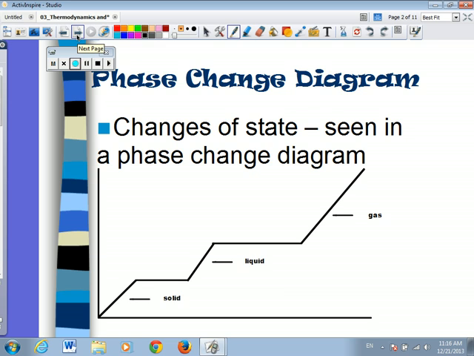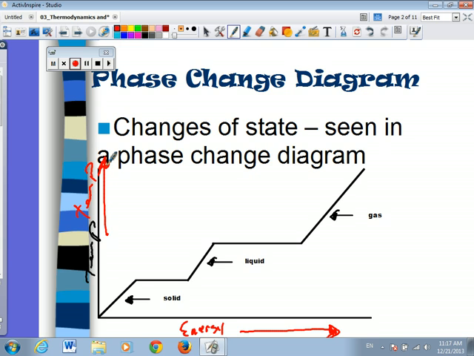Classic phase change diagram. There are these things called changes of state in a phase change diagram. You've got solids over here, liquids over here, gases over here. Each of these has specific properties. By the way, this is temperature here. Let me put that in red so you can see it. This is energy over here. So energy increases this way, and temperature increases that way.